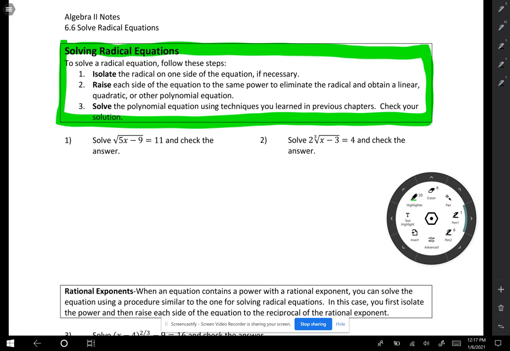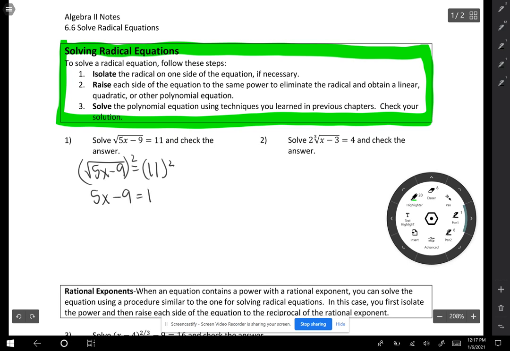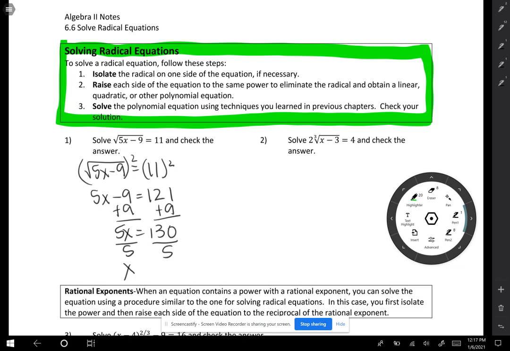So I'm going to start by writing the square root of 5x minus 9 equals 11. So I'm writing down my original problem. The opposite of square root is squared, so I am going to square both sides. This gives me 5x minus 9 equals 121. I'm going to add 9 to both sides. 5x equals 130. And then I'm going to divide by 5. So x is going to equal 26.